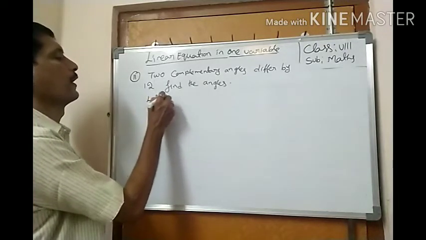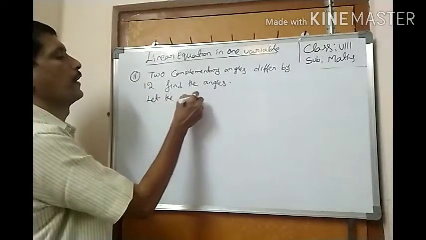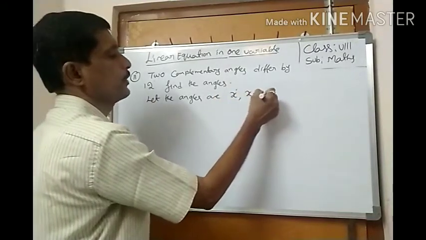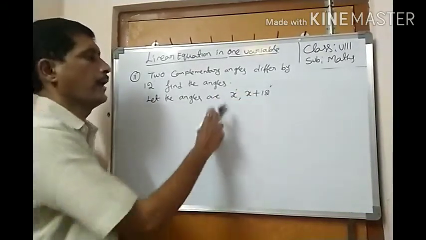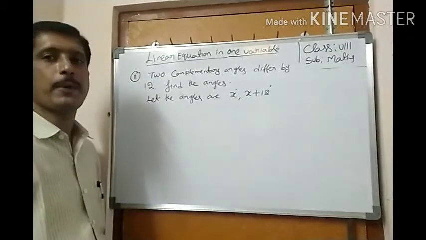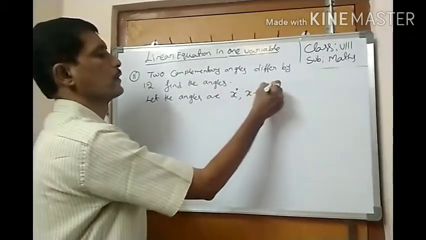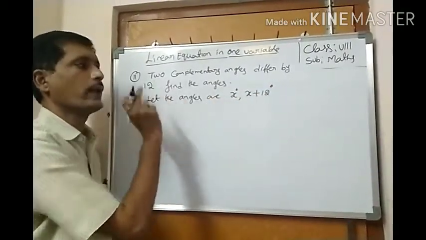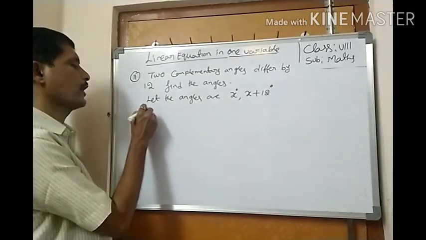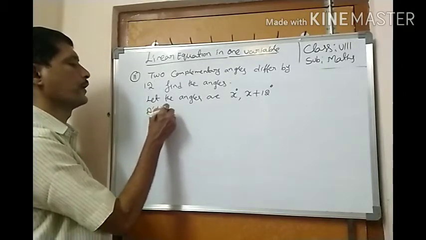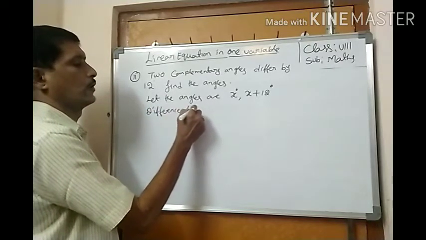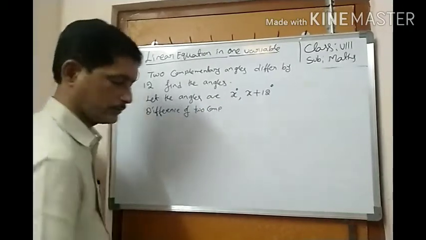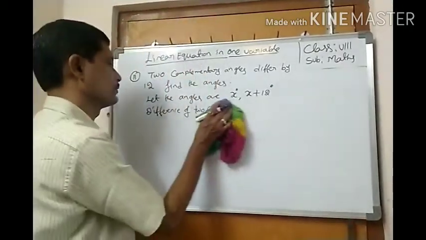Let the angles be: one angle is x, another angle equal to x plus 12 degrees. Here the difference of these two is x plus 12 minus x, that equals 12. What is given? The difference of two complementary angles is given. Therefore, no need to solve this step.